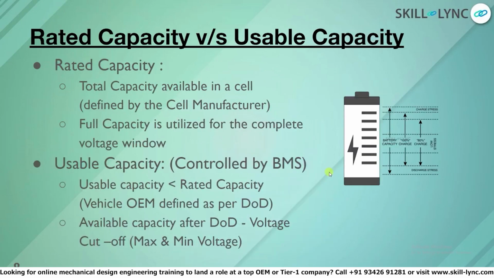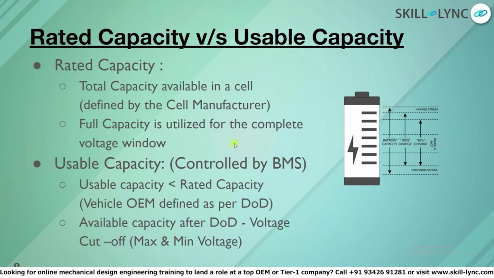Now the next one is the rated capacity versus usable capacity. Till now we have seen that you have a voltage window and you cut off the voltage, and your capacity has been dropped. Why do we need to cut the voltage windows? We can use the whole amount of voltage window. These are some questions you might have by now. You might have been cleared in one aspect, but you might not be clear in some other aspect.